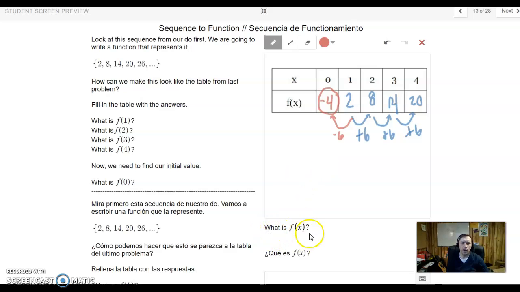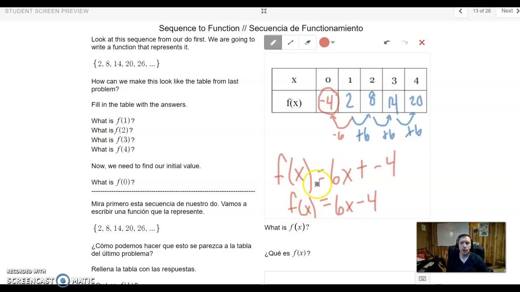So what is our f of x? F of x is equal to our rate of change, 6, times our variable, our unknown x, plus our initial value, plus -4. Now I can rewrite this as 6x minus 4. And there you go. We have a function for this sequence, 2, 8, 14, 20, 26. Nice work.